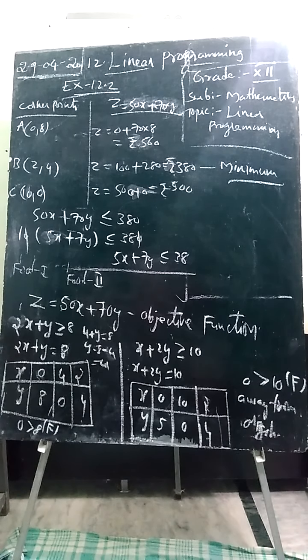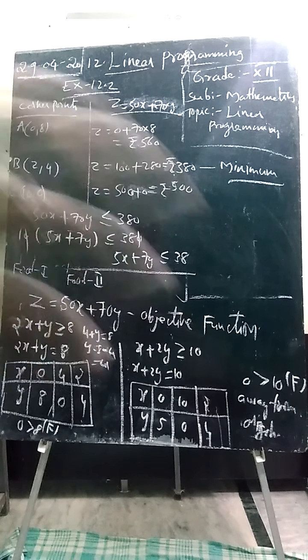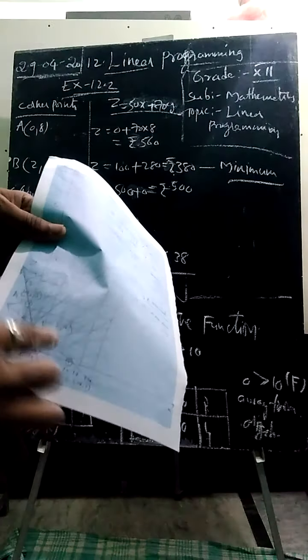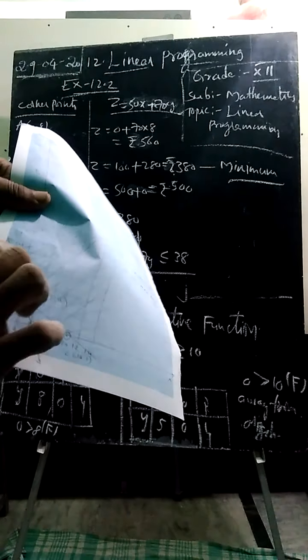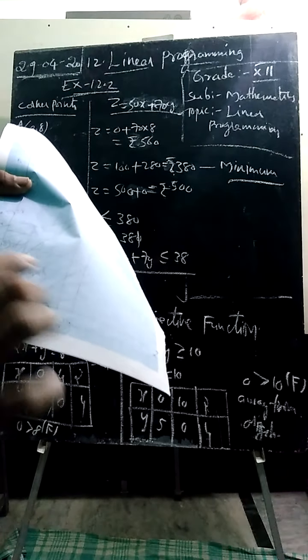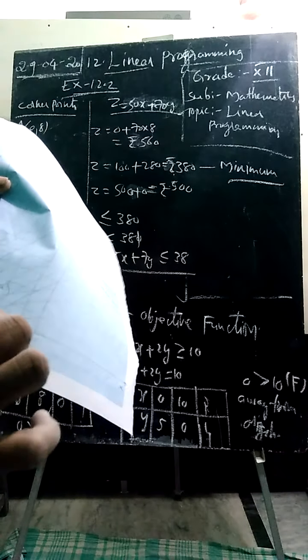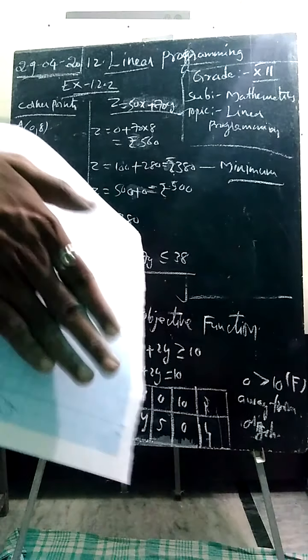So, a linear programming problem related to the diet problem. This is the way to solve. Once again I am repeating. You will get a feasible region. It is unbounded. Let me take A, B, C. If you do it practically, you will get A value is (0, 8), B value (2, 4), C value (10, 0), which is bounded by this.